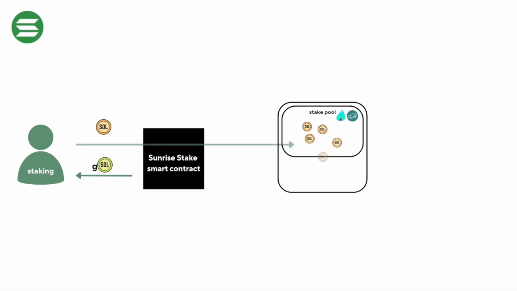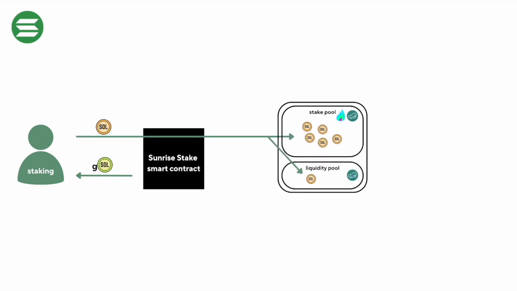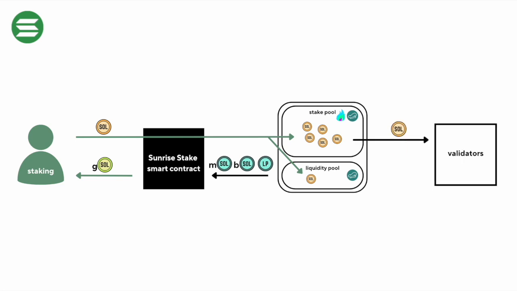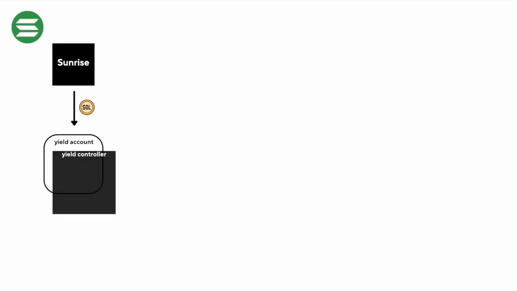Secondly, Sunrise's smart contract deposits your SOL into the stake pools of Regenerative Finance and SolBlaze, as well as Marinade's liquidity pool. And in return for staking SOL, Sunrise receives stake pool and liquidity pool tokens. To increase decentralization on the Solana blockchain, Marinade and SolBlaze delegate your SOL to a wide network of validators. Yield accrues on the staked SOL, and the value of these tokens increases. This yield is then transferred to Sunrise's yield account, which is a program-derived address, or PDA, that is owned and controlled by a smart contract, not a private key.